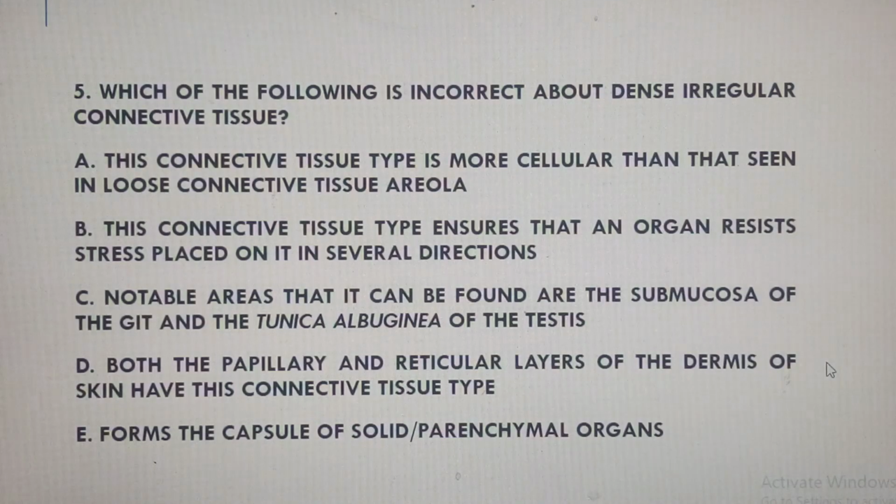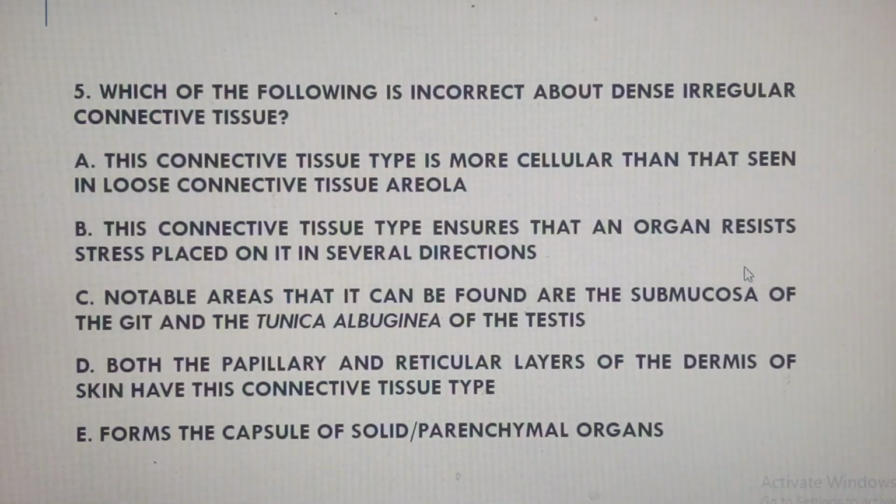Let's go to question number 5, which says, which of the following is incorrect about dense irregular connective tissue? Option A says this connective tissue type is more cellular than seen in loose connective tissue, areolar. This is a wrong statement, because if it is dense, then it is less cellular than loose, because loose has more cells than dense. So with this question, the correct answer is A, because that's a wrong statement.